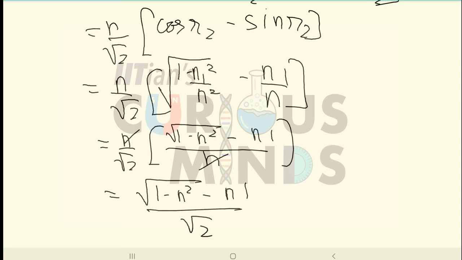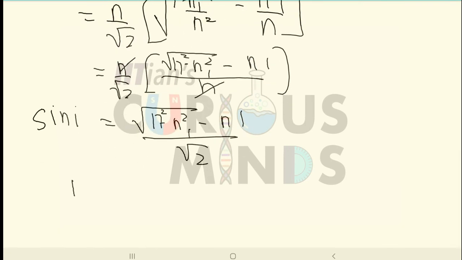Sorry, this is n square minus n1 square, okay, minus n1, divided by root 2. This is the value of sin I. So I over here will be equal to sine inverse of this value, that is sine inverse of root of n square minus n1 square, minus n1, divided by root 2. So I got the initial angle of incidence.